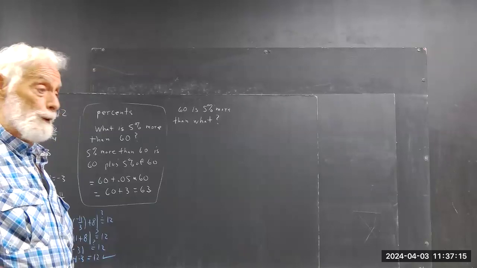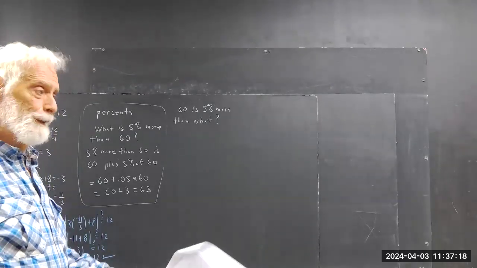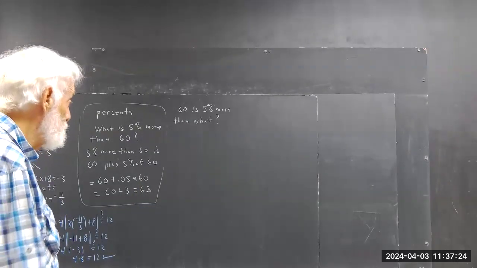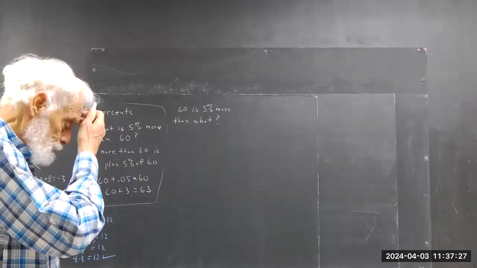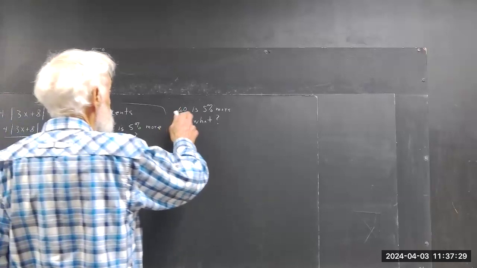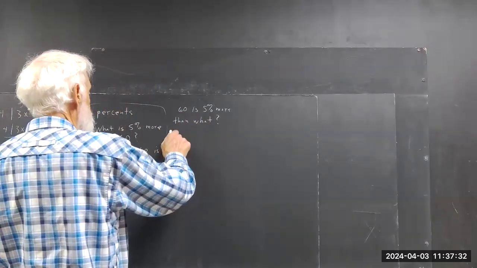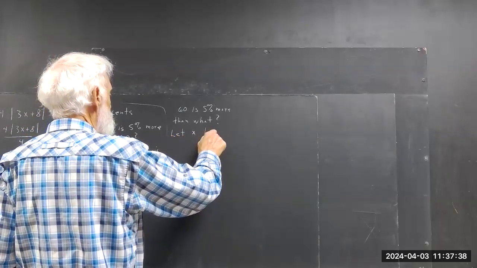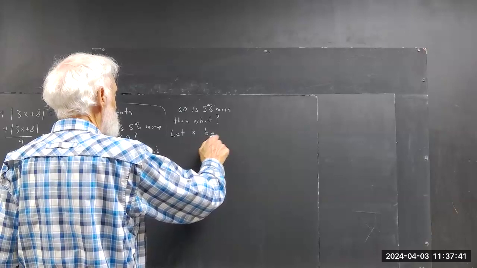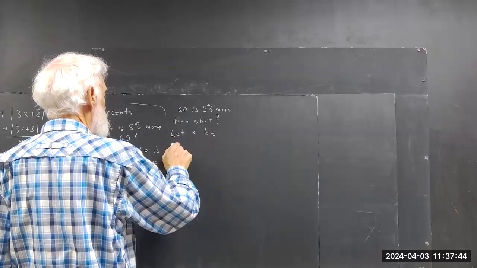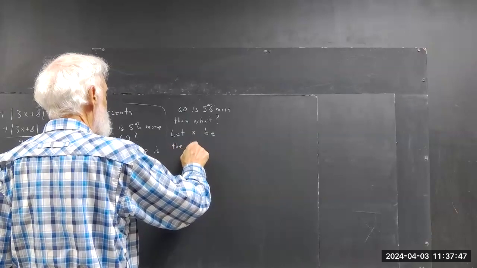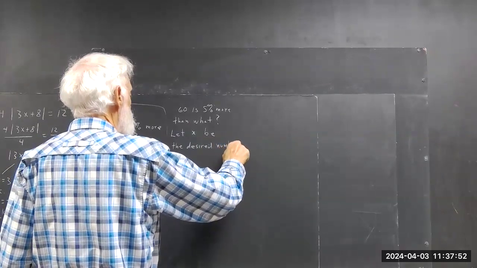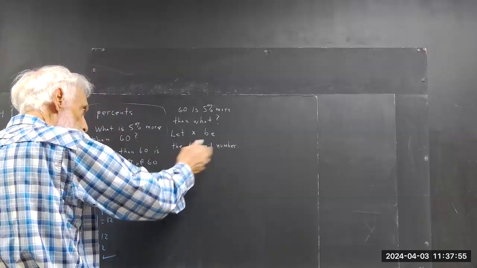But the first time, it seemed to me like, okay, yeah, that ought to be easy. And then I did it and I checked, and I said, oh, no. And I don't think I made that mistake anymore. Okay, anyhow, $60 is 5% more than what? And Open Math explains this for someone.